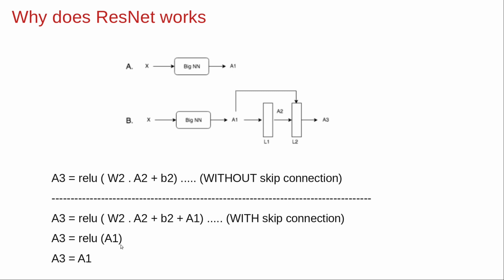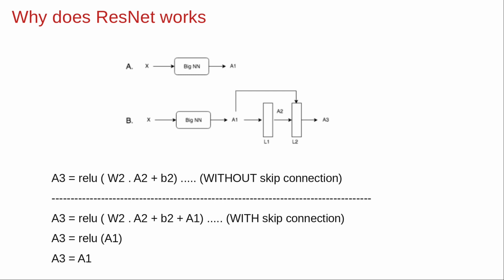of A1. And because ReLU will output 0 for negative and A1 for positive, and we know this A1 is actually the previous activation coming from the previous layer, that means A1 is positive, which means A3 equals A1. This means that the identity function is easy for residual blocks to learn, because this is an identity function, that is, the output of this function is the argument of this function itself. ReLU of A1 is equal to A1.